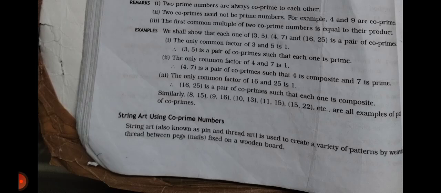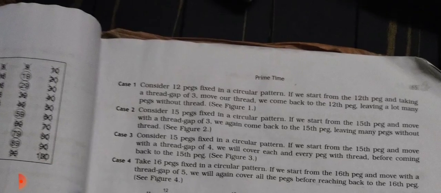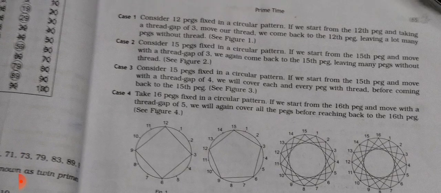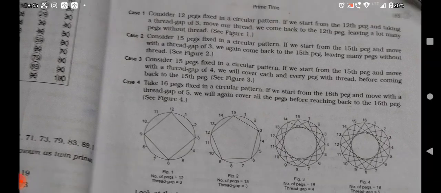String art using co-prime numbers. String art is used to create a variety of patterns by weaving thread between pegs fixed on a wooden board. Consider 12 pegs fixed in a circular pattern. If we start from the 12th peg and, taking a thread gap of 3, move our thread, we come back to the 12th peg, leaving a lot of pegs without thread.